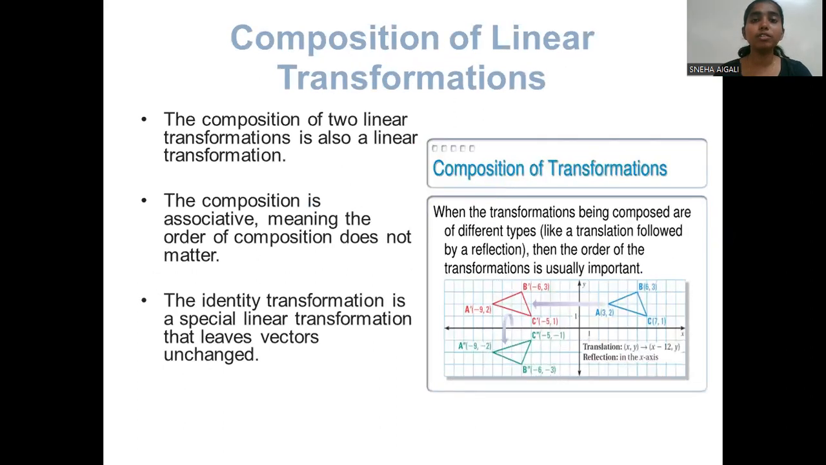Now next is composition of linear transformations. The composition of two linear transformations is also a linear transformation. That is, a combination of two linear transformations is also a linear transformation. The composition is associative. The identity transformation is a special linear transformation that leaves the vectors unchanged. When the transformations being composed are of different types, like a translation followed by a reflection, then the order of the transformations is usually important.